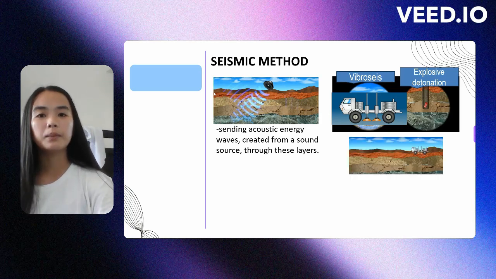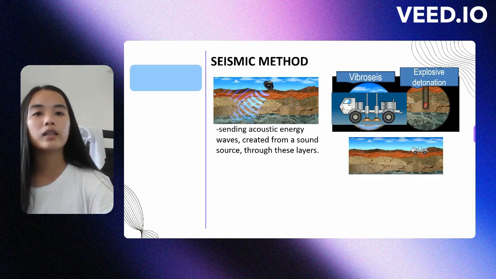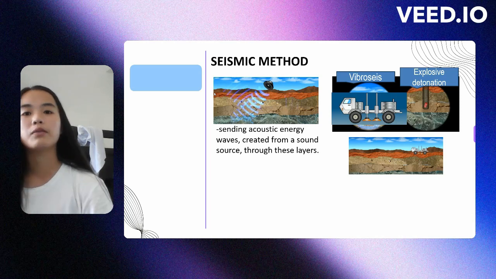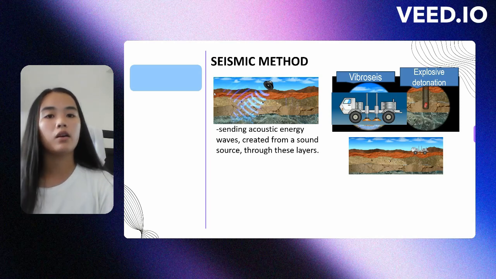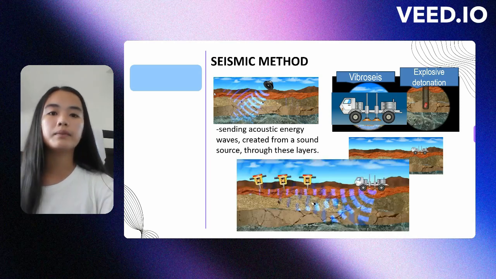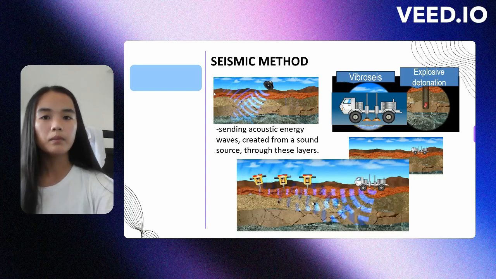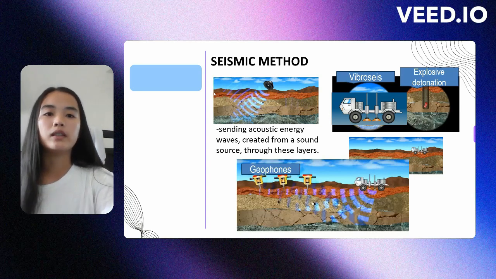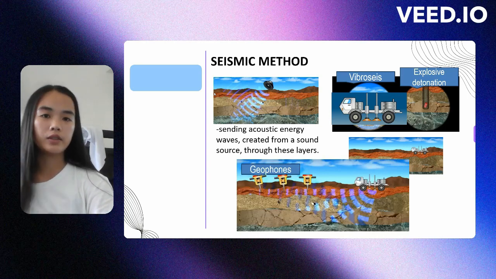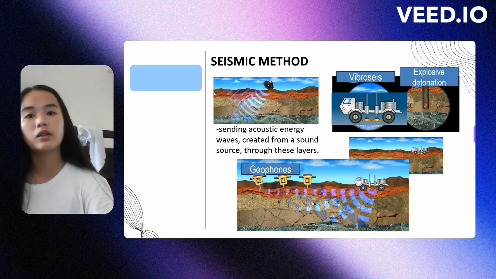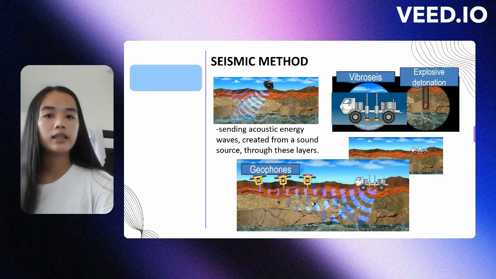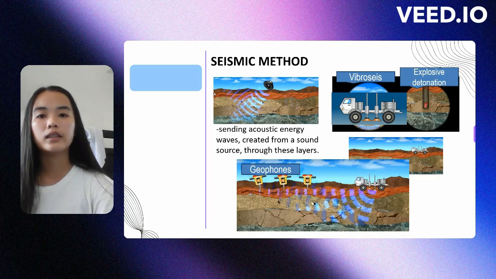The operator stops the truck at the location where they would like to generate a signal and uses vibroseis to ram the ground, thus creating a series of sound waves, source waves. Microphones called geophones that have been specially placed in an array around the survey area pick up the reflected sound waves and record that data to a digital medium for later computer analysis.